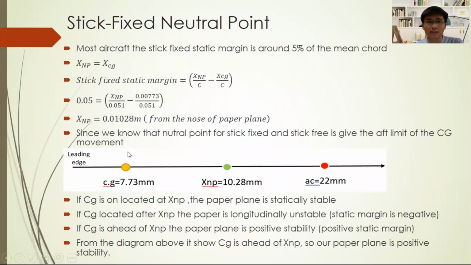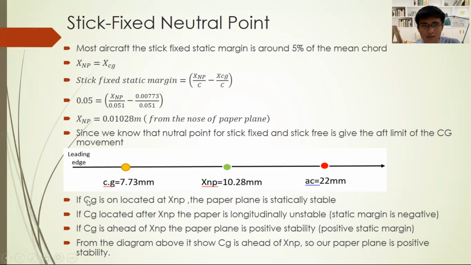Then I found the stick fixed neutral point. So I use this formula. The reason I put 0.05 is because the stick fixed static margin is around 5% of the mean chord. Most aircraft are like this, so I put 0.05 and I get my neutral point is 0.01028 meter from the nose of the paper airplane. Below this diagram we can see the leading edge, and CG, NP and AC. So NP is behind CG.